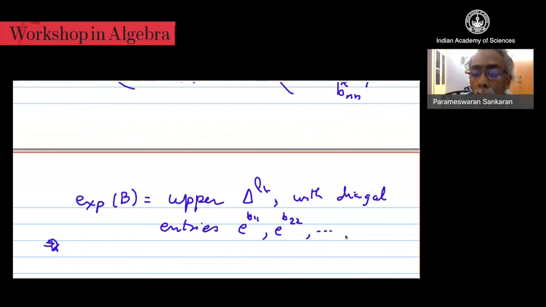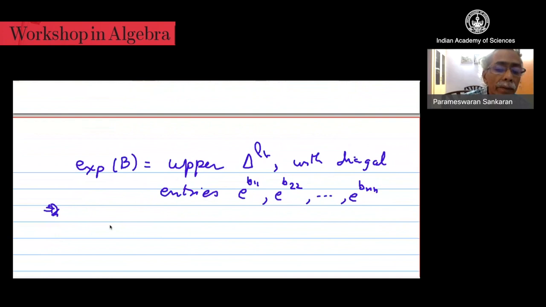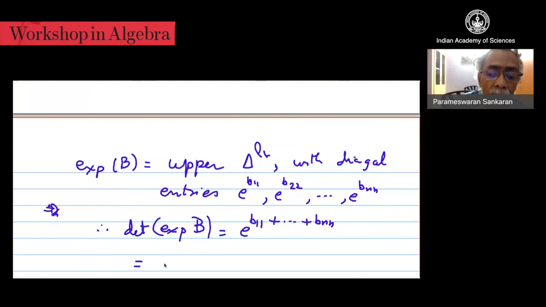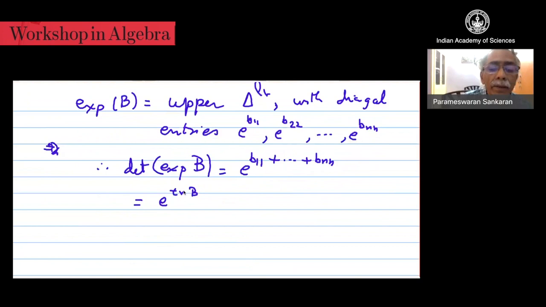What does that mean? This means that the determinant of the exponential of B is equal to the product of the diagonal entries of that upper triangular matrix. Because it is an upper triangular matrix, the determinant is just the product of the diagonal entries. So when you do that, you get e power b11 plus, up to plus bnn, which is the same thing as e power trace of B. But the trace of B is again conjugation invariant. So the trace of B is the trace of P A P inverse, and that is the same thing as e power trace of A, because the trace of XY is the same as the trace of YX. So this P inverse I can carry to this side, and that will cancel my P, and so I simply get A. So this is exactly what we wanted to prove, QED.